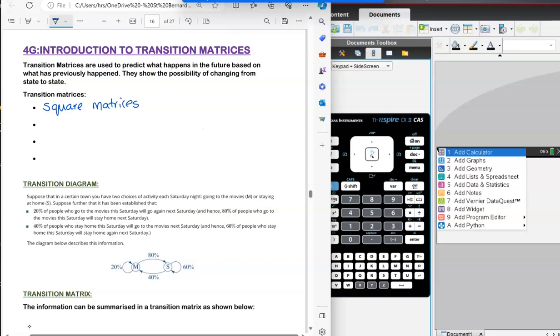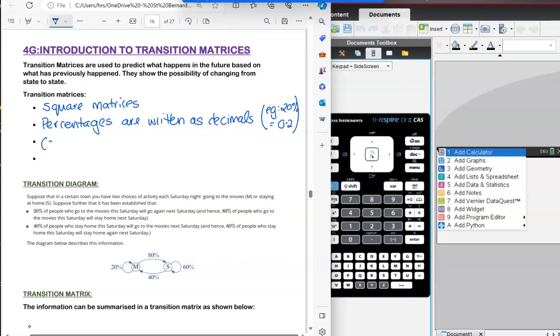And because we're using them to predict things, they often talk about percentages, but it's not actually percentages written in the matrix, it's decimals. So we're going to write that down, that percentages are written as decimals. So you've got to be careful with this. So let's have an example: if they say something about 20%, that would equal 0.20 in your transition matrix.